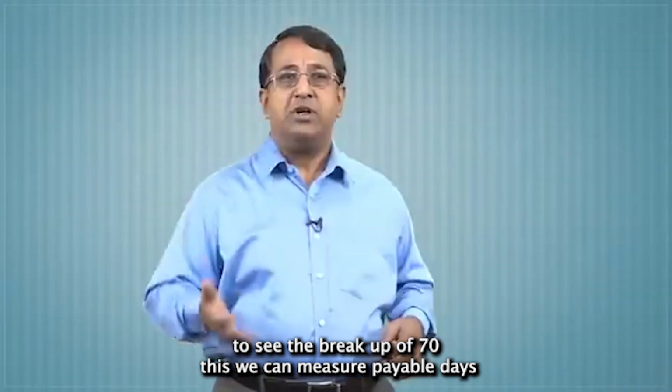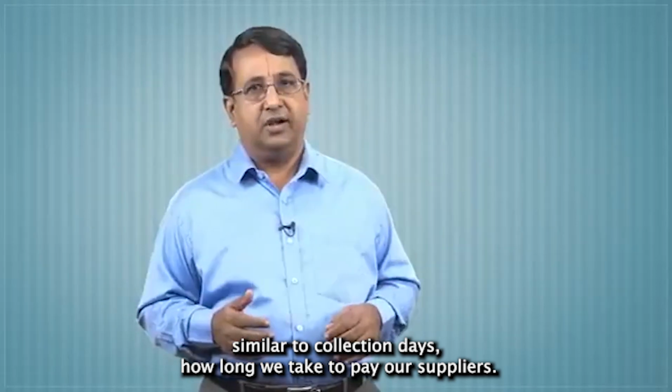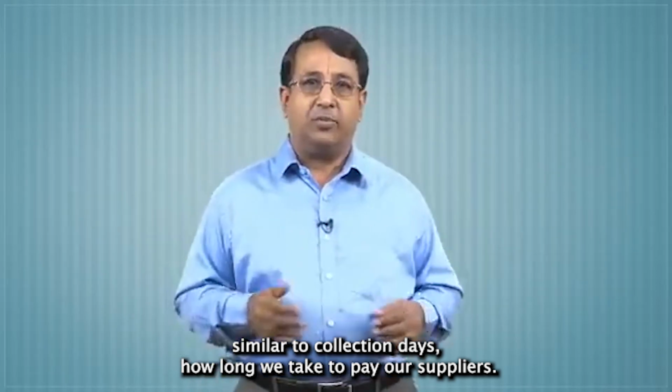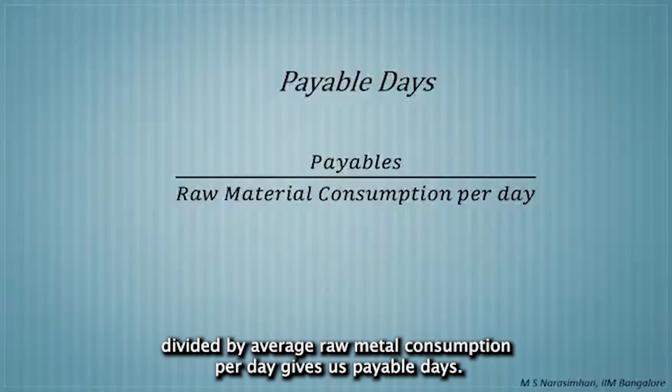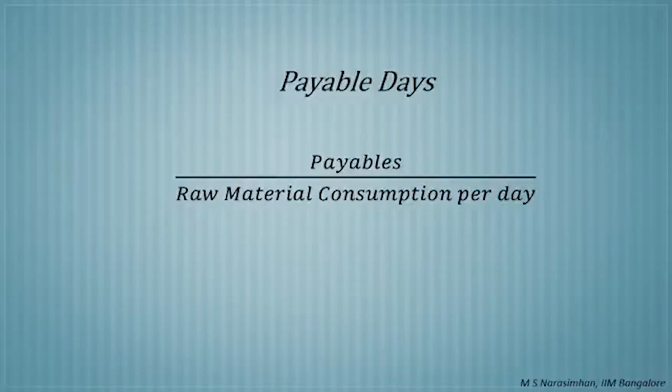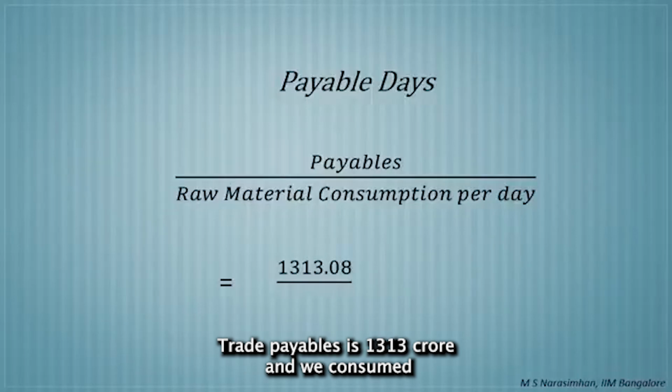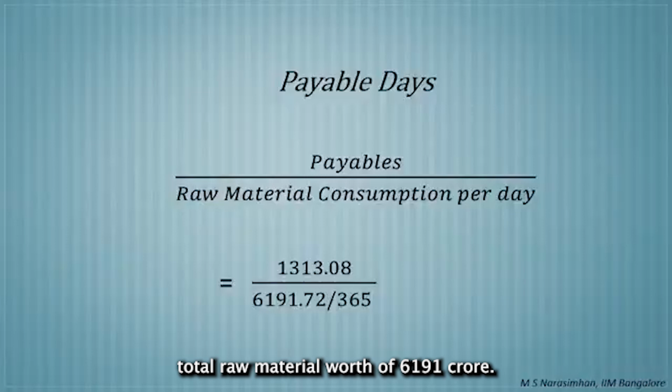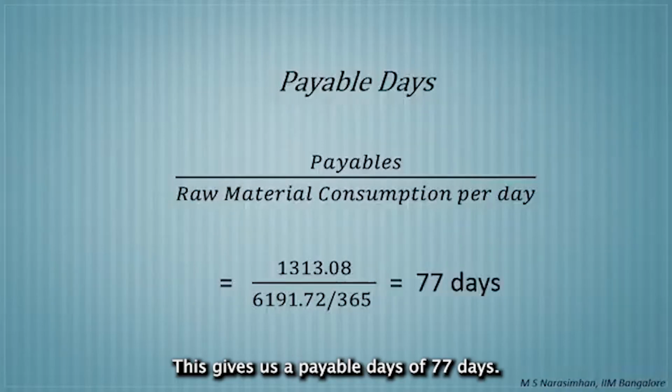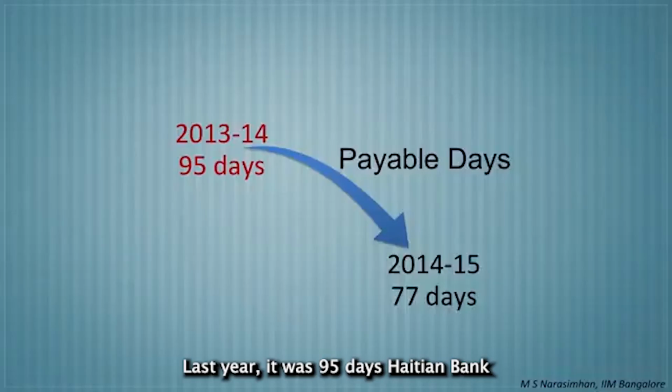We can measure payable days similar to collection days. How long do we take to pay our suppliers? Trade payables divided by average raw material consumption per day gives us payable days. Trade payables is 1,313 crore and we consumed total raw material worth 6,191 crore. This gives us payable days of 77 days. Last year it was 95 days.